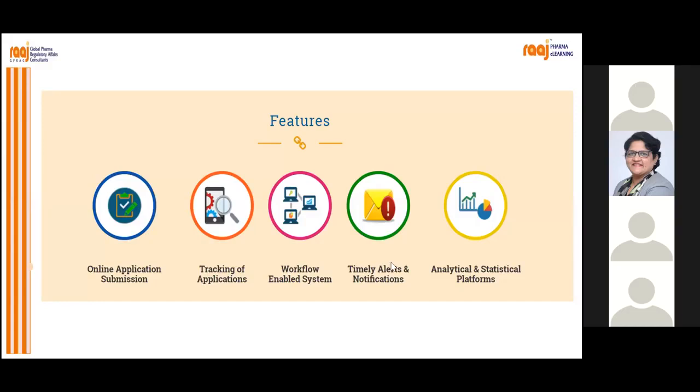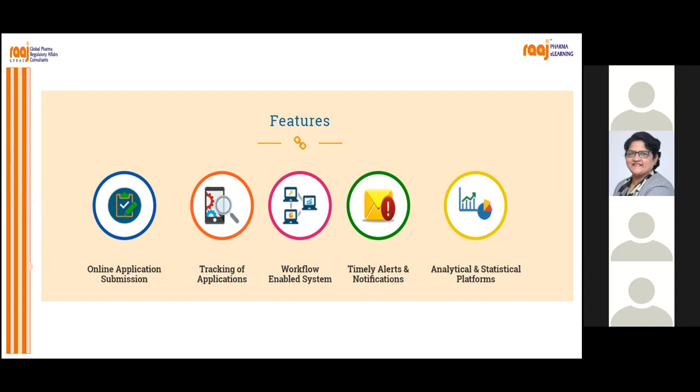The third is timely alerts and notifications. The manufacturer's mobile number and email address both will be registered with CDSCO. So for any kind of update, or suppose if they have a query regarding your application, or your application has been rejected, or there's some other problem, they will let you know. So there are always timely alerts and notifications going on.